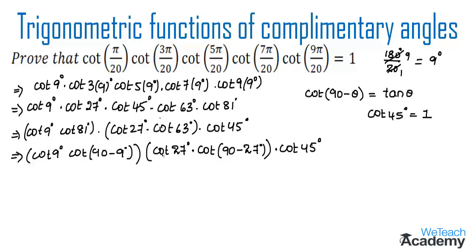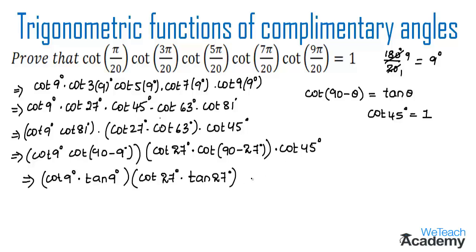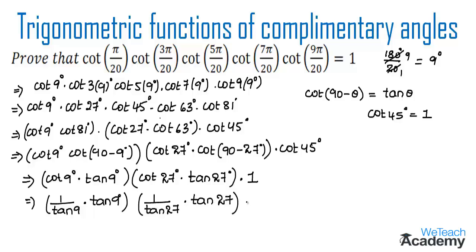Now let us write these values here. We get cot 9 degrees into tan 9 degrees into cot 27 degrees, and cot(90 minus 27) becomes tan 27 degrees, into the value of cot 45, which is 1. Here cot theta is nothing but the reciprocal of tan theta. So we can replace cot 9 degrees with 1 by tan 9 degrees, into tan 9 degrees, into 1 by tan 27 degrees, into tan 27 degrees, into 1.